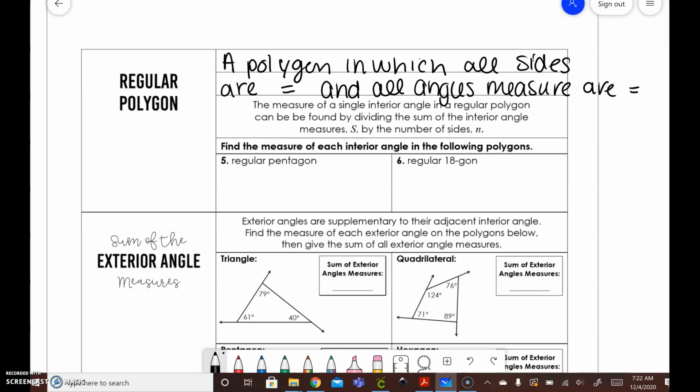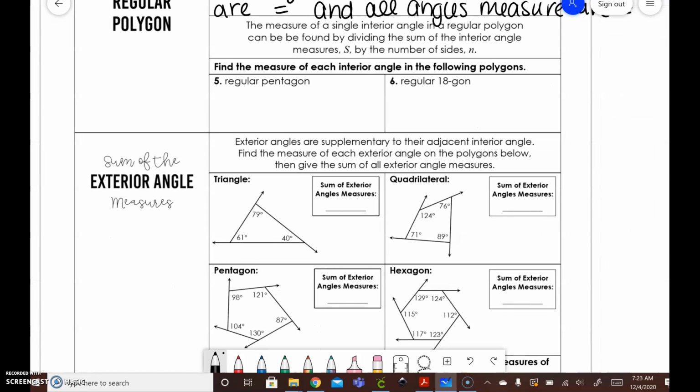So the measure of an interior angle of a regular polygon can be found by dividing the sum of the interior angle measures, the total that we found, by the number of sides. So if we have a regular pentagon, remember a pentagon has 5 sides. If we do 5 minus 2 times 180, the interior sum is going to be 540. And if we want to find one of those angles, we divide it by 5. So the interior angle of that pentagon is going to be 108. So each angle in that pentagon is 108 degrees.